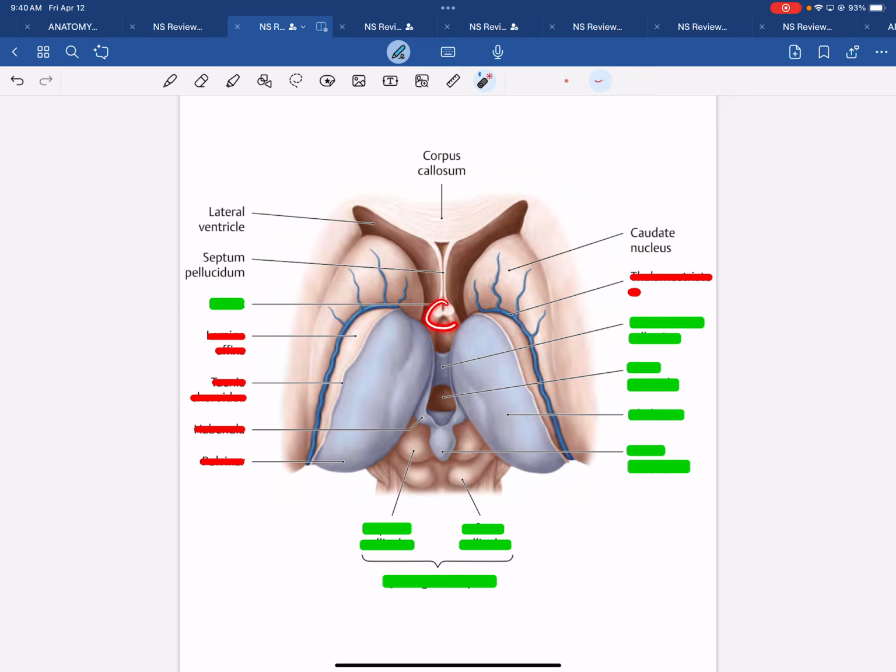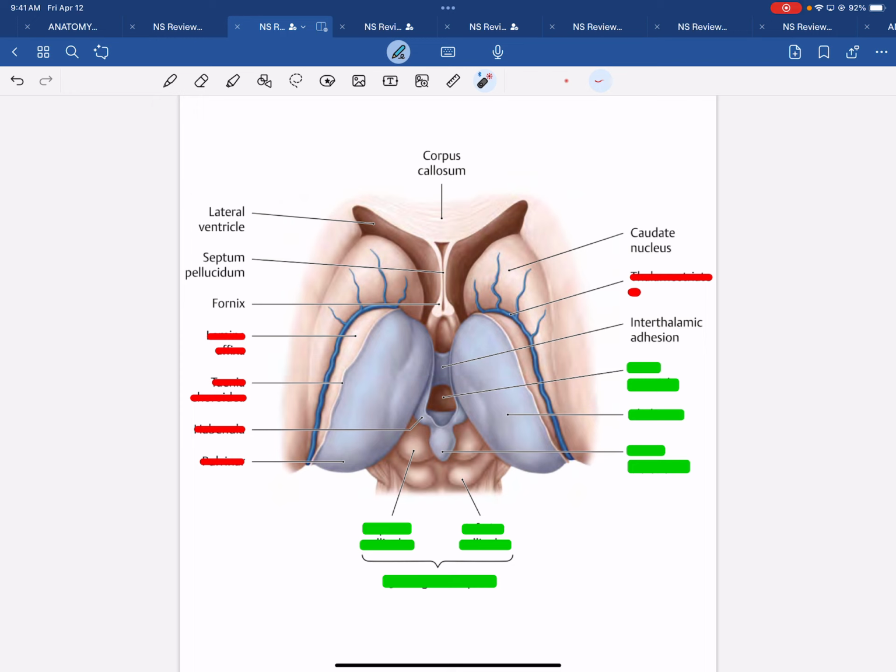And then what's inferior to septum pellucidum? The fornix. Good. What is this? Not the cerebral aqueduct because that's in the midbrain, and the midbrain is here because we can see the top of the superior colliculi. So would that be the thalamic adhesion? Exactly. Good job. So that's the interthalamic adhesion, right?